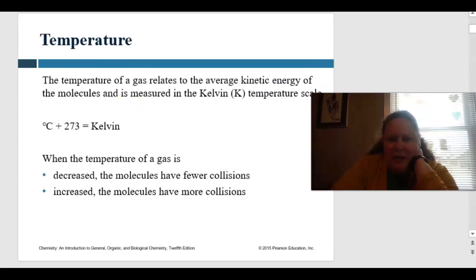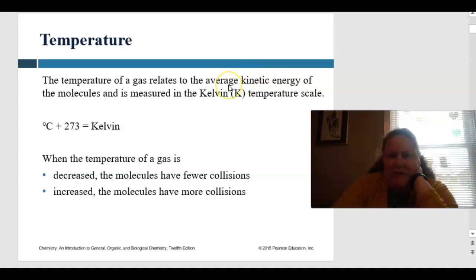Temperature is the temperature of a gas and how it relates to the average kinetic energy of the molecules, and that again is measured in kelvins, and Kelvin is a temperature scale. So degrees Celsius plus 273 equals the amount of Kelvin. When the temperature of a gas is decreased, think of them as slowing down like molasses on a cold winter day, and so they have fewer collisions. Whereas when it's raised in temperature, the molecules get super excited and they're going to have even more collisions.